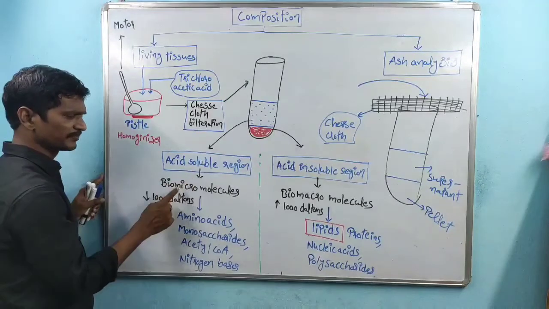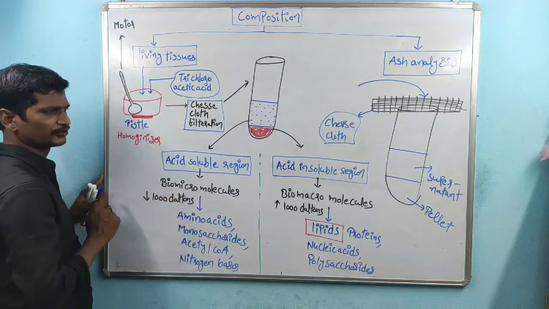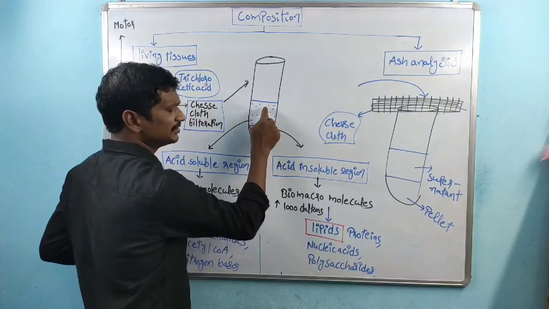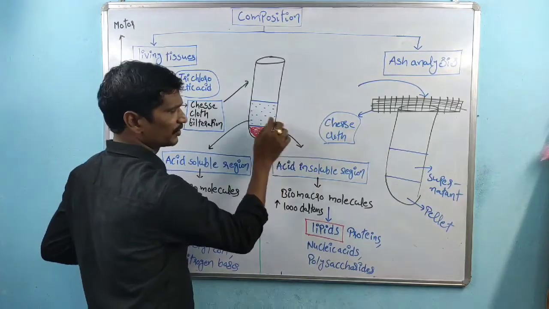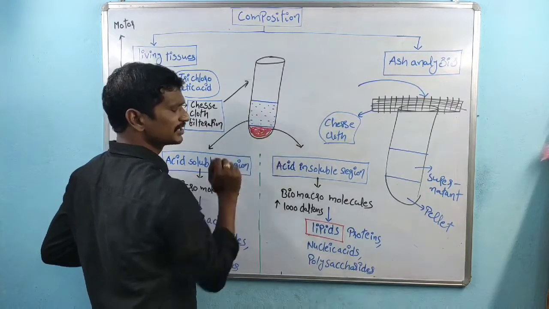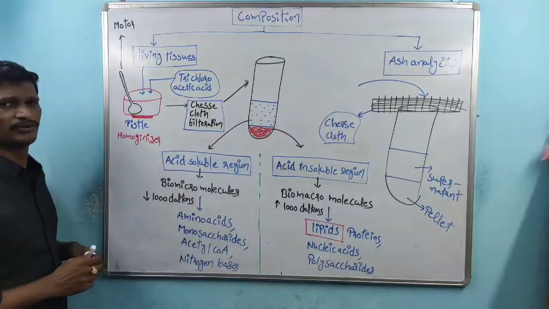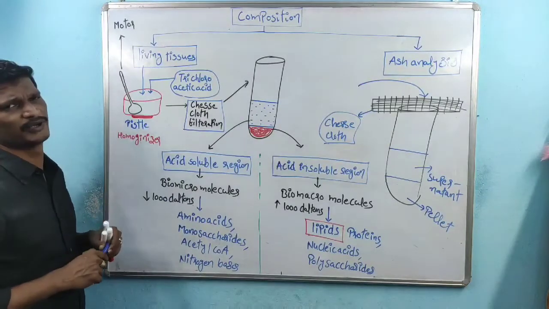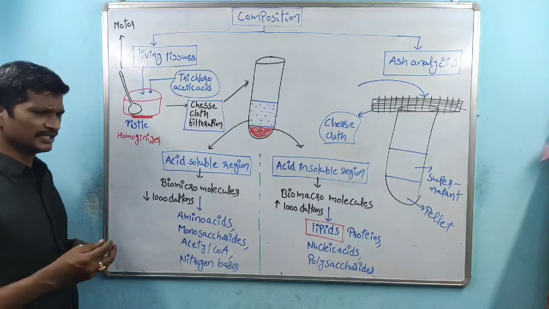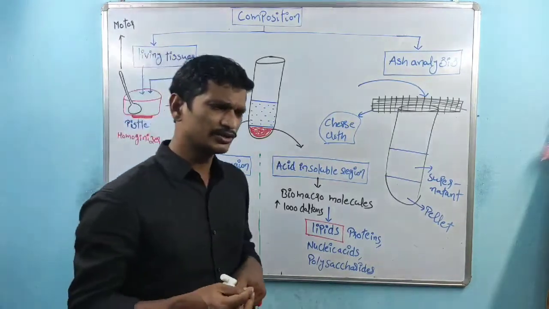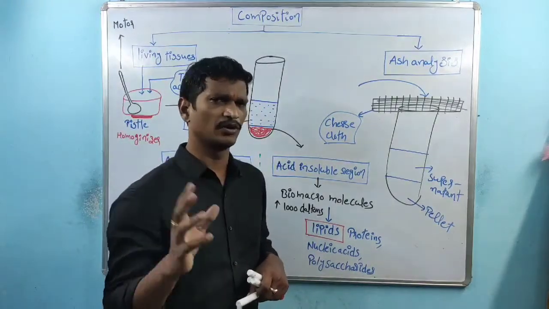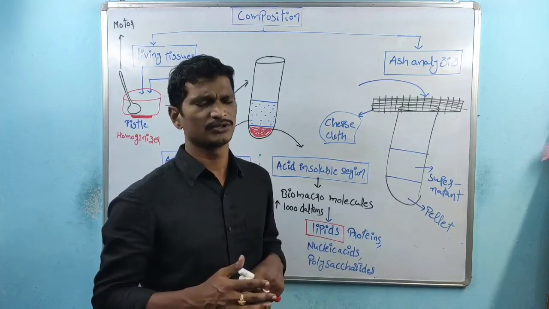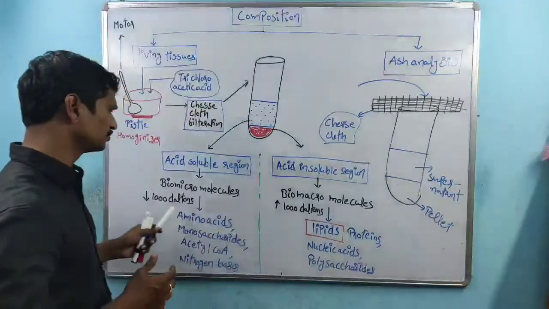Here, in the acid soluble region, whatever components are present in the soluble region are called biomicromolecules. Why are these called biomicromolecules? Because they are small in size. The molecular weight is less than 1000 Daltons.